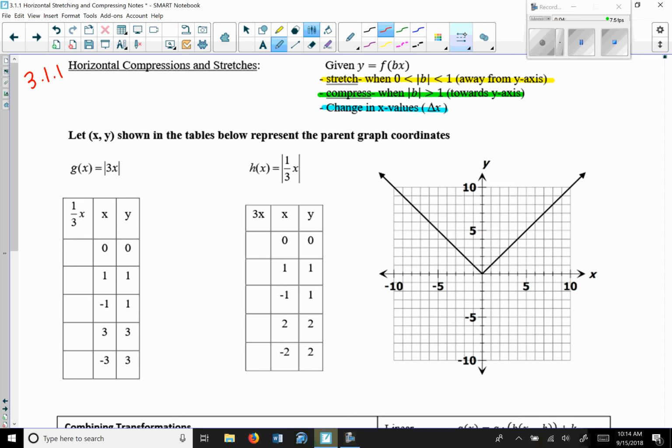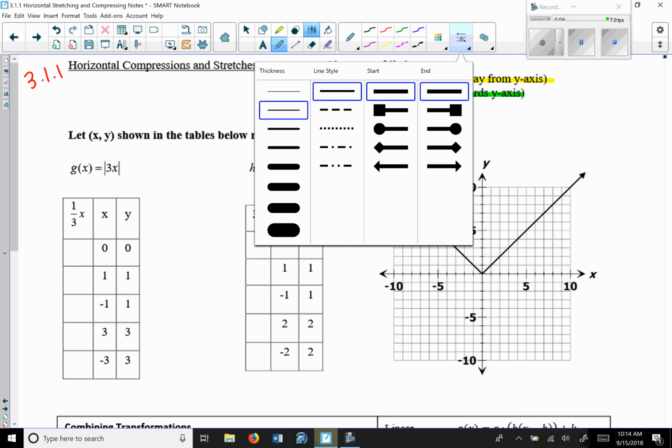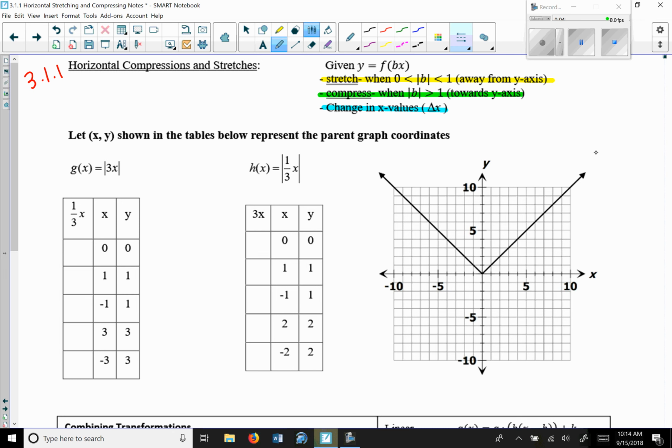For this first part, we have our parent graph already graphed, so that's y equals the absolute value of x, so that way we can compare it to these new graphs. For g of x, notice that our b value is equal to 3, so that is a horizontal compression by 1/3. I use HC for horizontal compression and HS for horizontal stretch. It's easier than writing it all out each time. These x and y values that are here are from the parent graph.